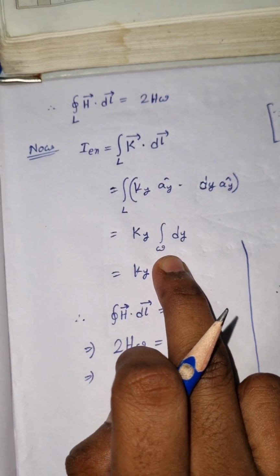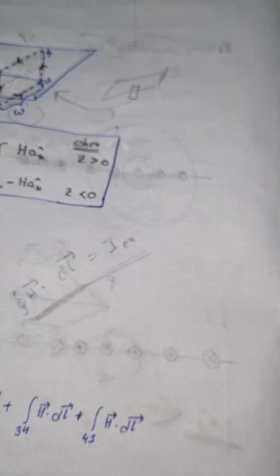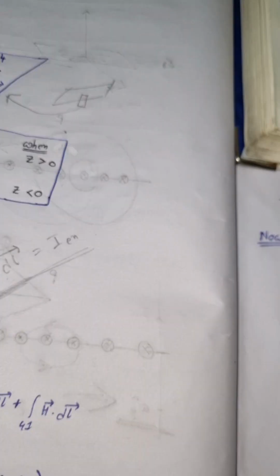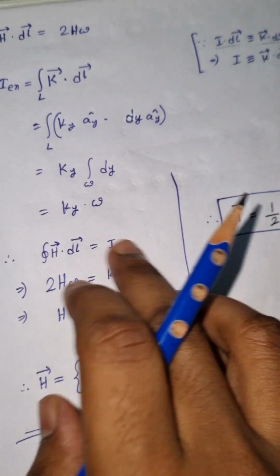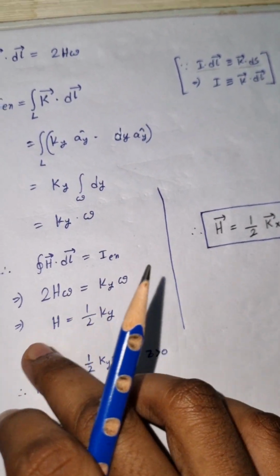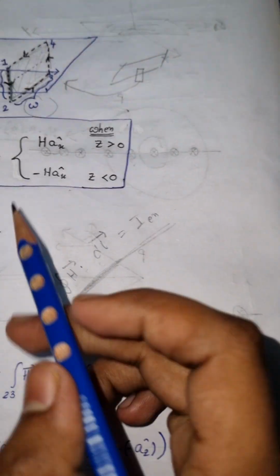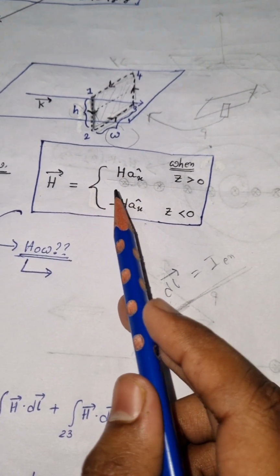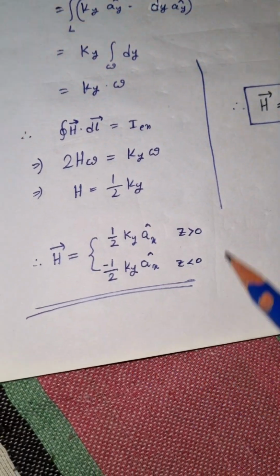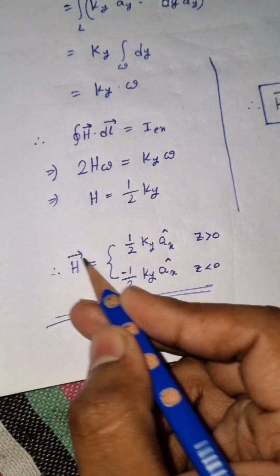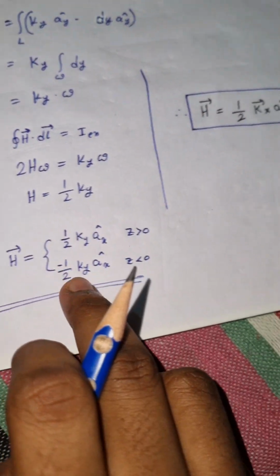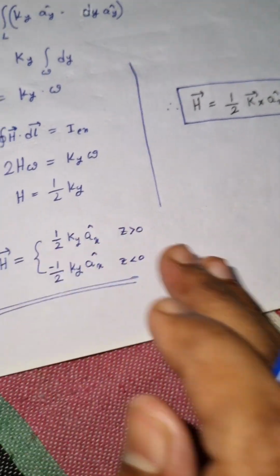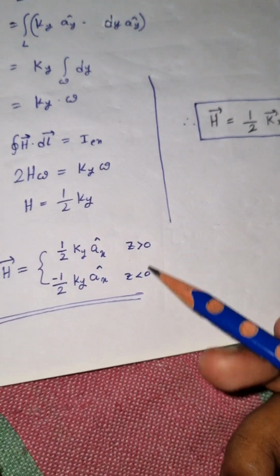So this is this, and this is along what? The limit is w, because 0 to w, whatever you say, the length is w. So the ultimate output will be w here. Okay, so now if we equate these two, we can say this. So the result comes is this. And from there we set this, just putting the value of h here. Now we are getting this. So we can say H vector is equal to half Ky x cap or minus half Ky x cap, depending on the z value. If z is greater than 0, it is positive, or if z is less than 0, it is negative.